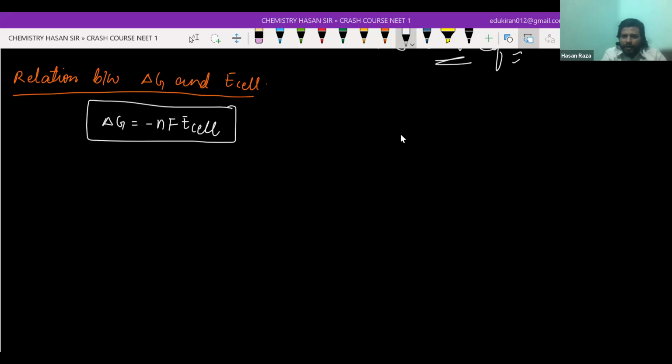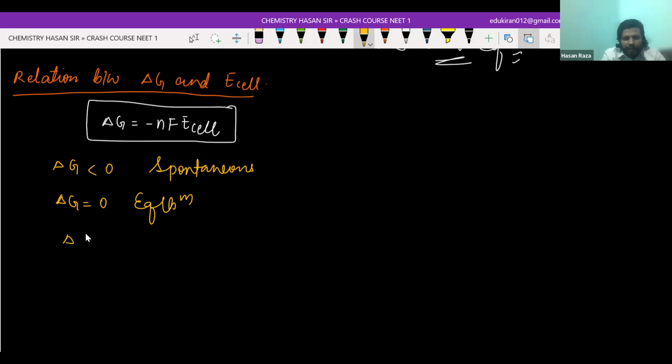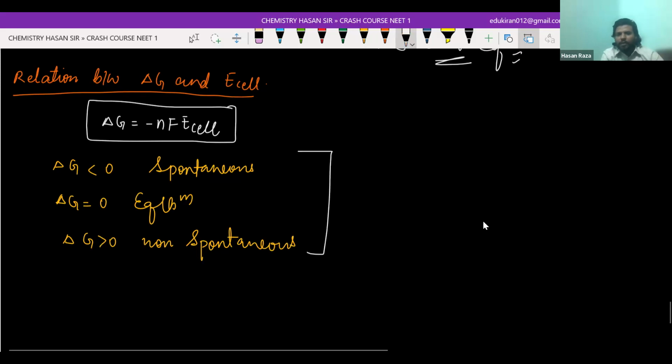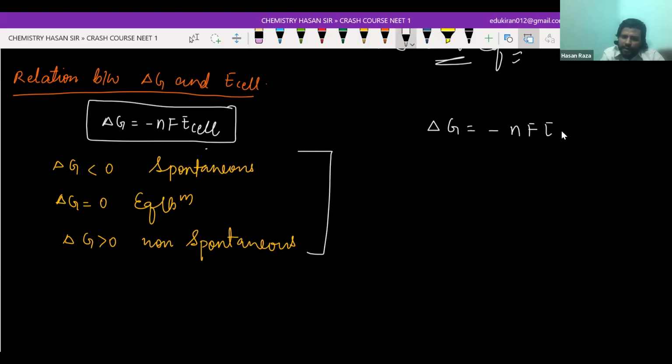So, delta G equals minus nFE cell. Whether a cell is feasible or not, we can easily decide it. As you know, if delta G is less than 0, then it is spontaneous, and if delta G equals 0, then it is at equilibrium. And if delta G is greater than 0, then it is non-spontaneous. Delta G is equal to minus nFE cell.